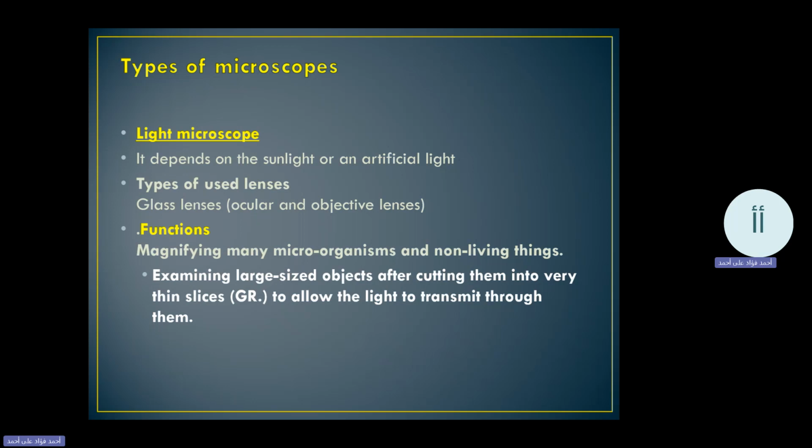اللانسز بتاعته عبارة عن glass lens. عندنا نوعين من اللانسز: ocular lens و objective lens. الاوكيولار لينس اللي احنا بنبص منها اللي هي اللي بنسميها العدسة العينية. الاوبجكتيف لينس اللي هو اللينس اللي بيتحط قدامها السبيسمن اللي هي العينة اللي انا بفحصها.